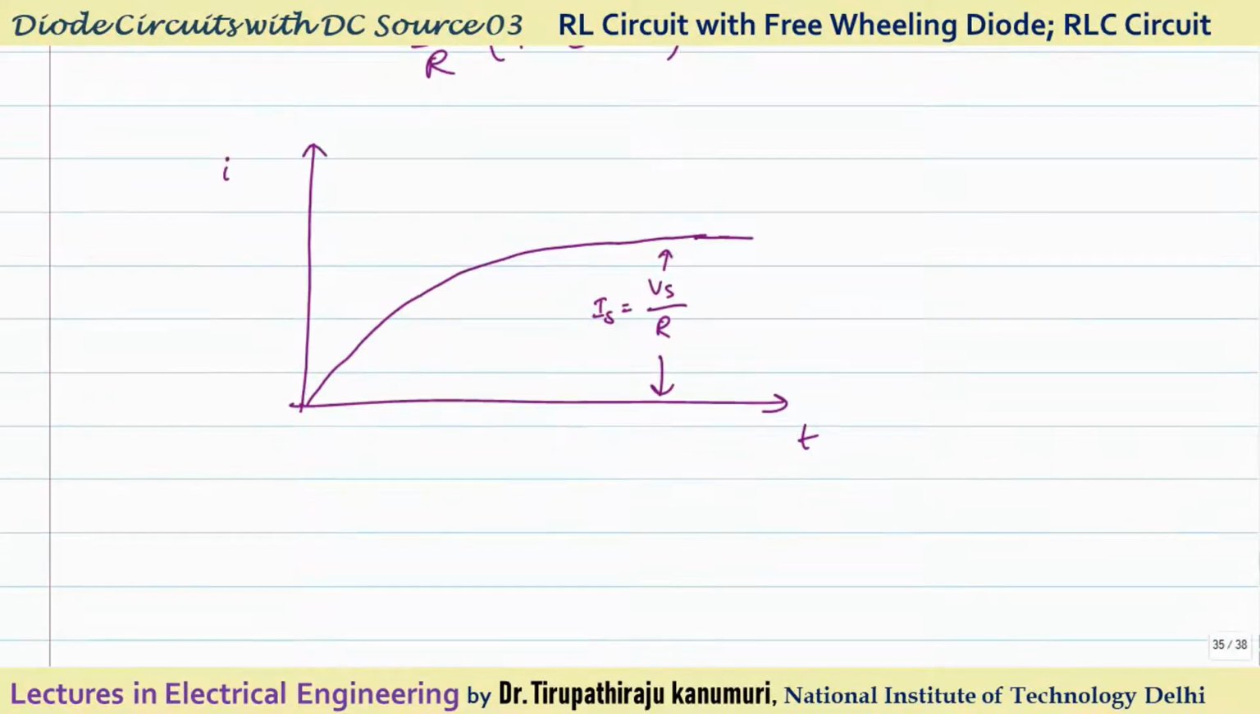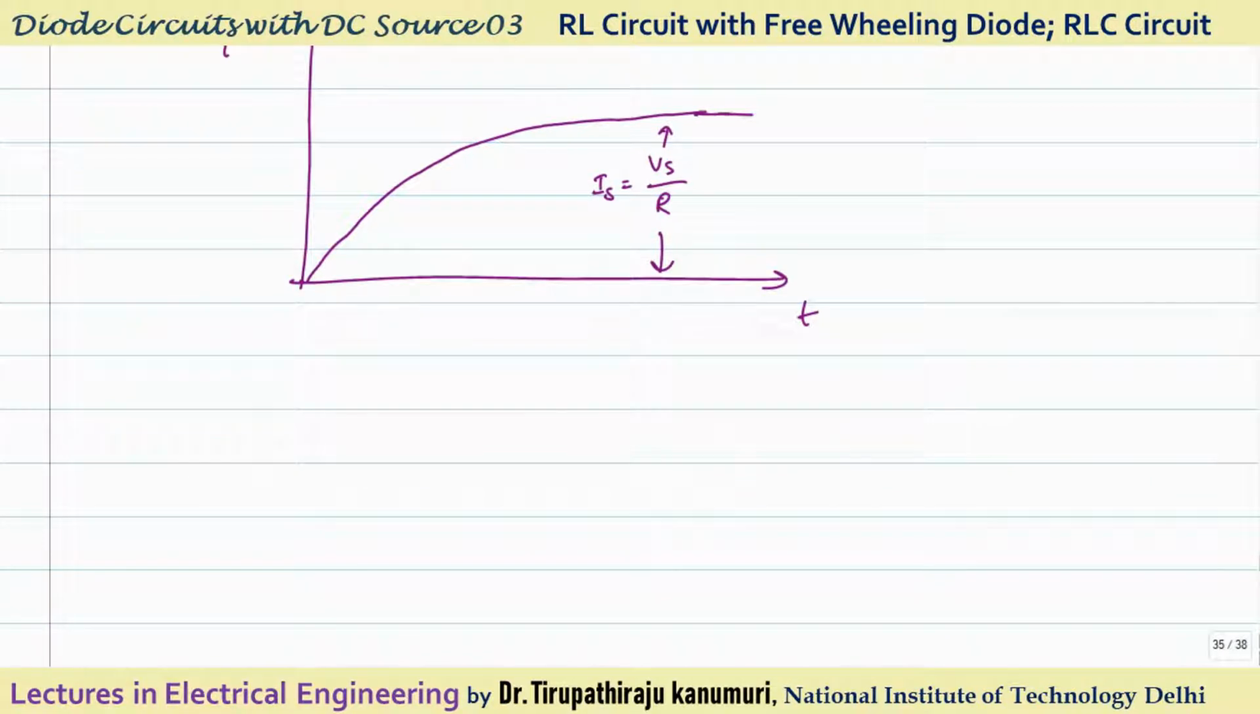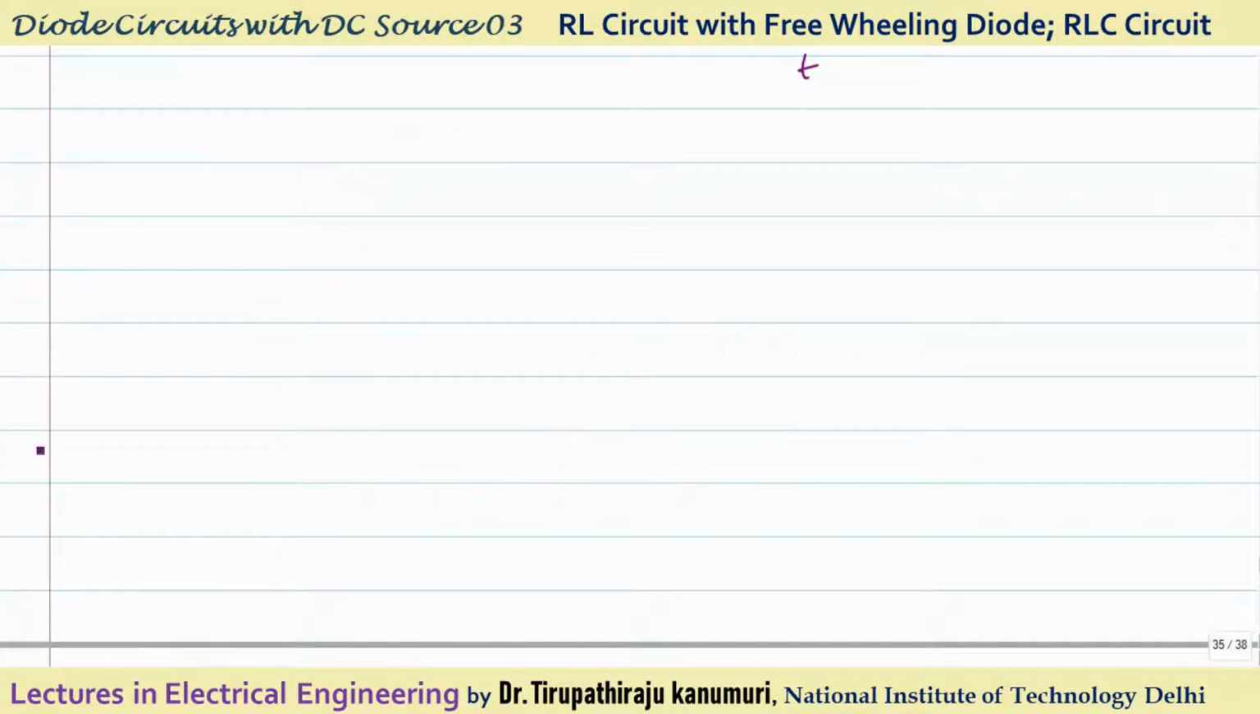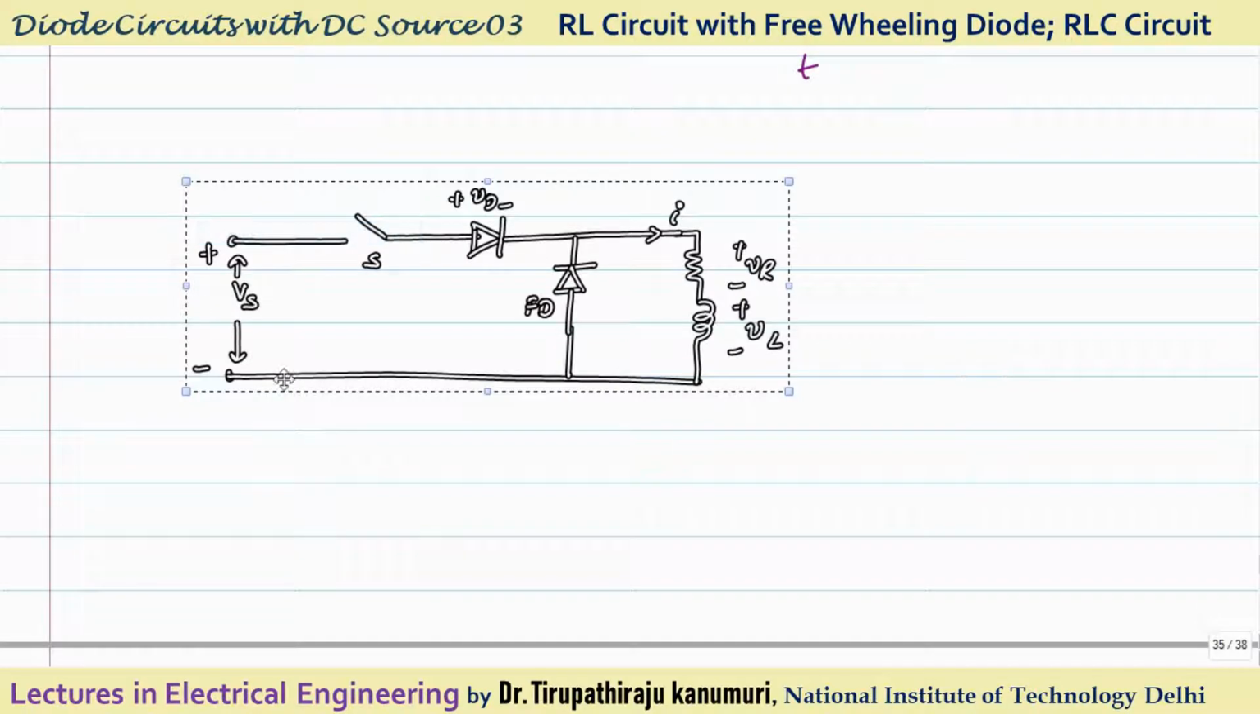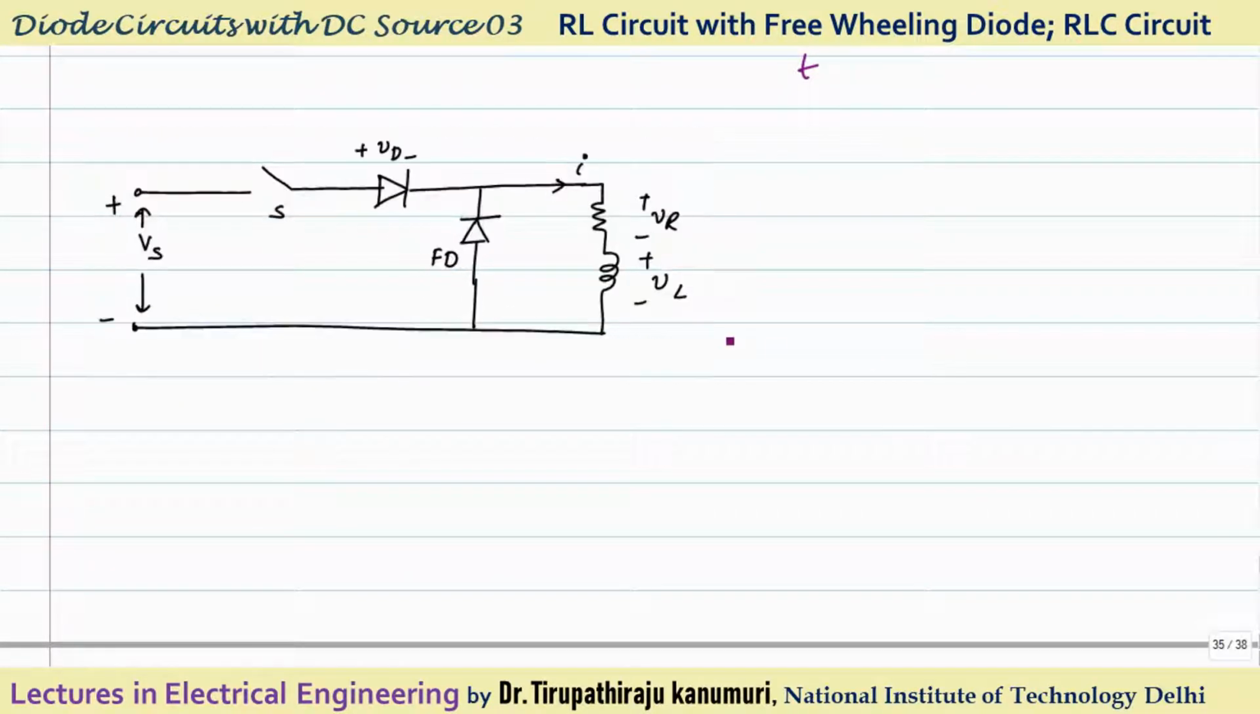So now under steady state conditions, let us assume I am suddenly opening my switch S. So what is going to happen? The circuit I have pasted here. Under steady state conditions, the switch is opened. Let us assume the switch is opened at some time t1 under steady state conditions. Under steady state conditions, the current is already passing equal to the steady state current. You agree with me?